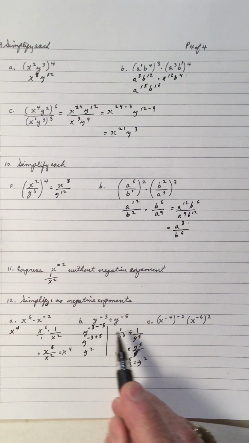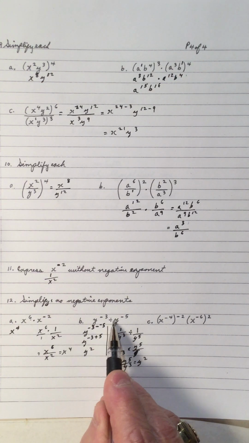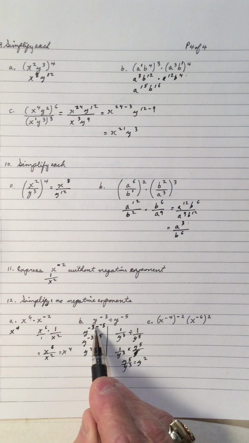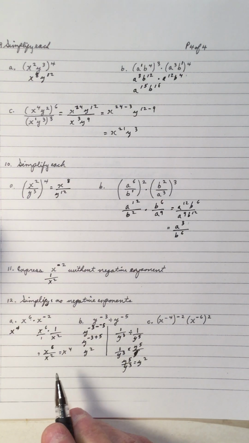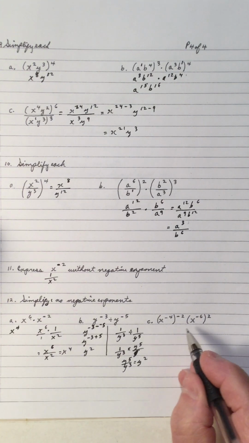This is another way. Again, like bases, you're dividing, so you subtract. So I roll it down. Double negative is a positive. This is the faster way. And one more to do.